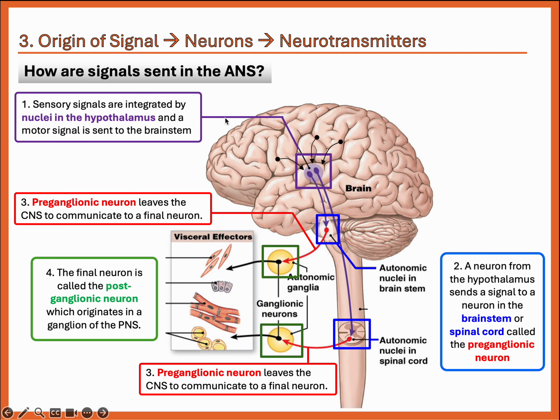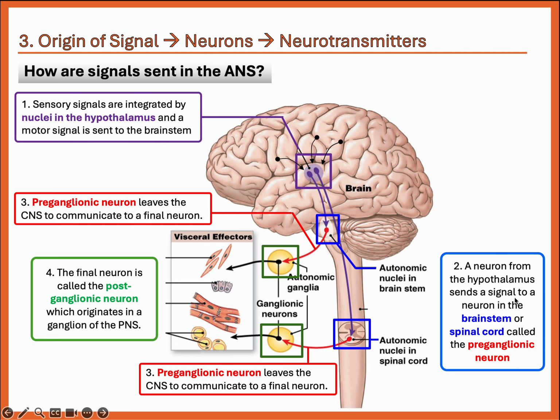Instead, these signals, they start in the hypothalamus, which is in the diencephalon. The hypothalamus has some neurons and they send them out to their effectors, right? They're sending it out to the effectors. So the hypothalamus is what sends these motor signals from the brain. They'll send it down to the brainstem, or they could send it down to the spinal cord.